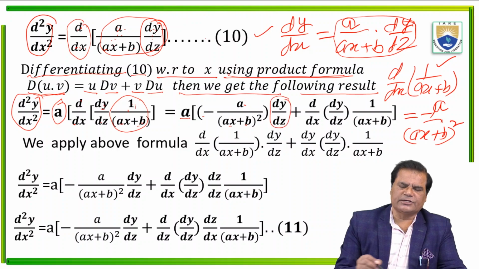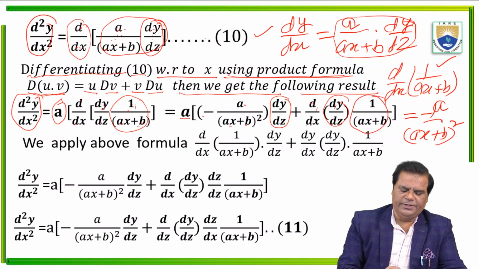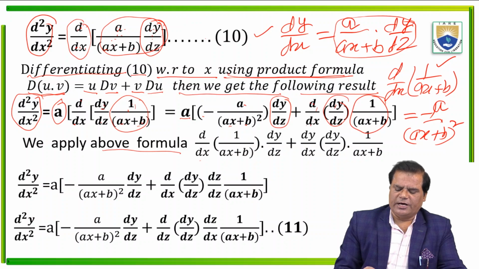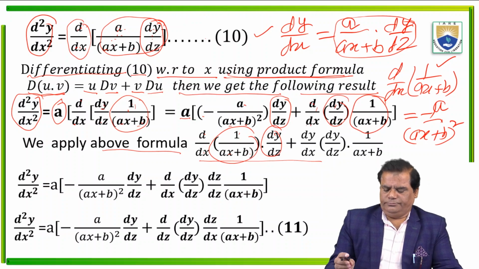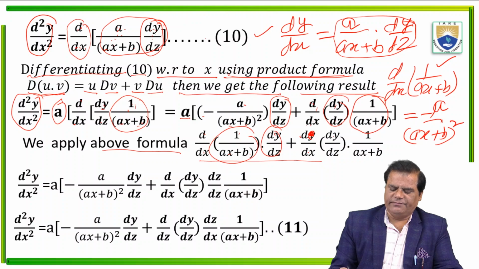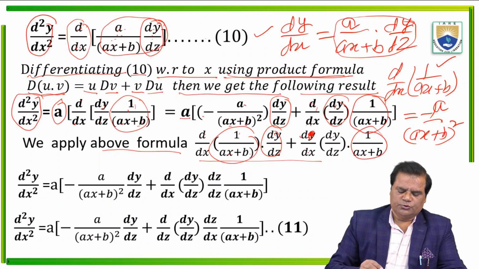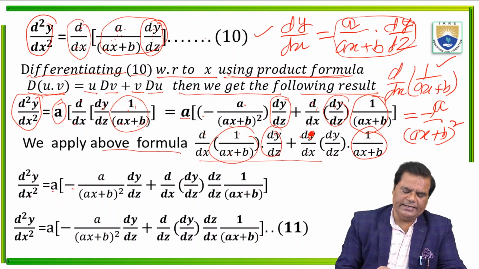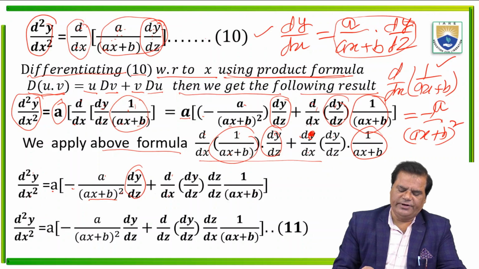Here dy over dz is constant. Plus, differentiating dy over dz with respect to x, and 1 upon ax plus b is constant. Applying the formula, differentiation of this constant term plus differentiation of the other. So now d2y over dx2 equals a times minus a upon (ax plus b) whole square into dy over dz plus d over dx of dy over dz.